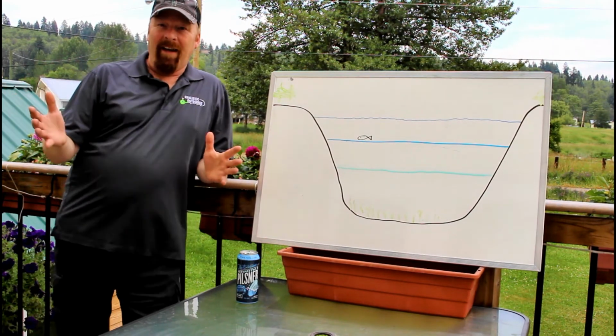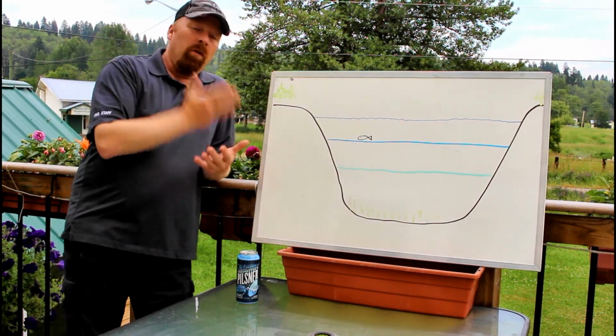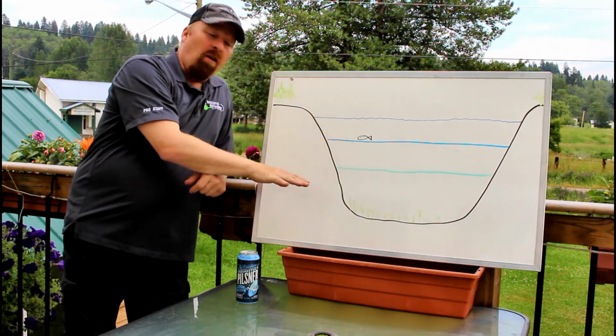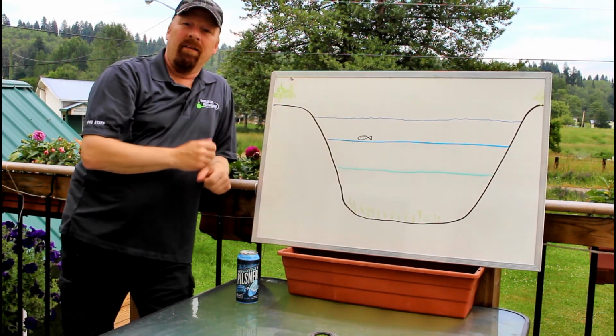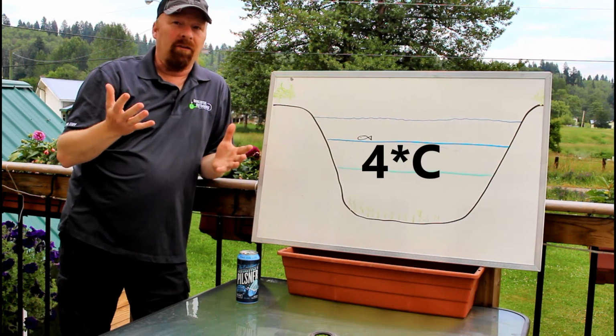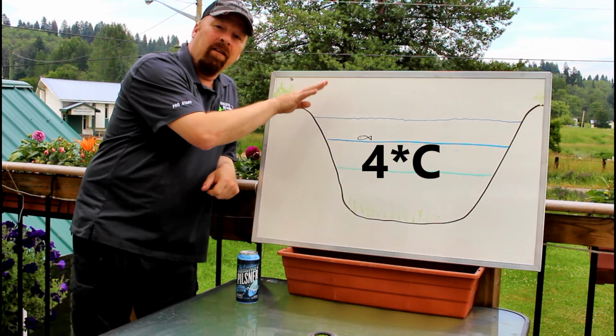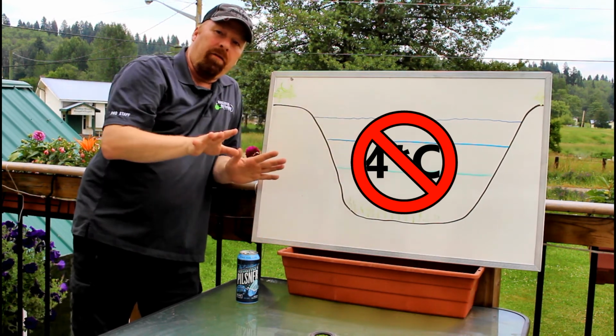Well, that's basically it. But let's summarize. When the water reaches 4 degrees, it becomes too heavy, it drops. The lakes mix. It's bad time for fishing. That's pretty much it in a nutshell without all the confusion. 4 degrees, bad, mix, no fish.